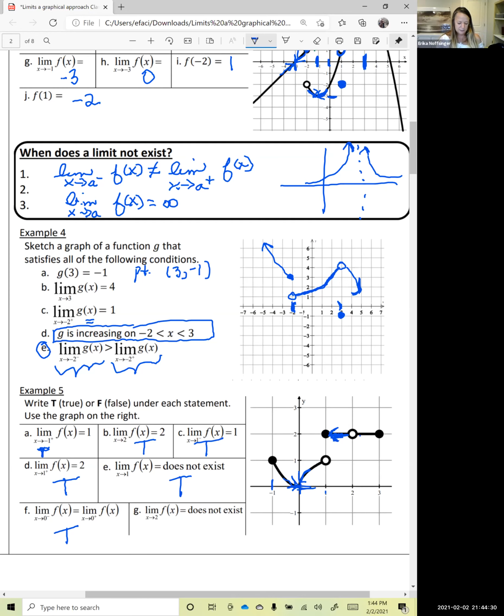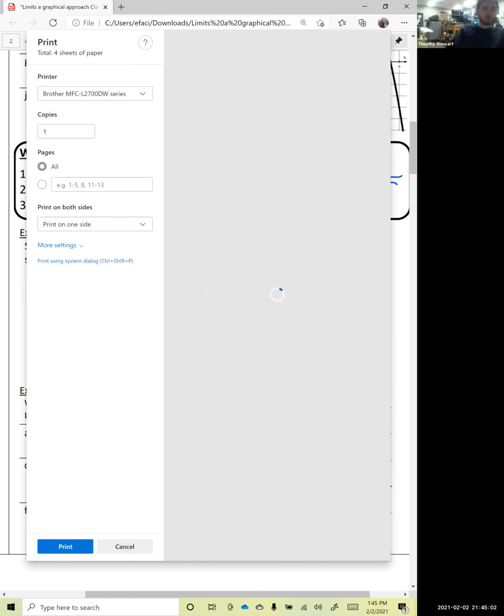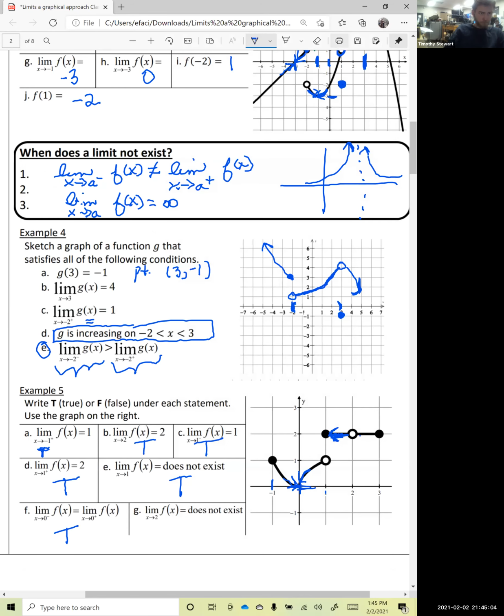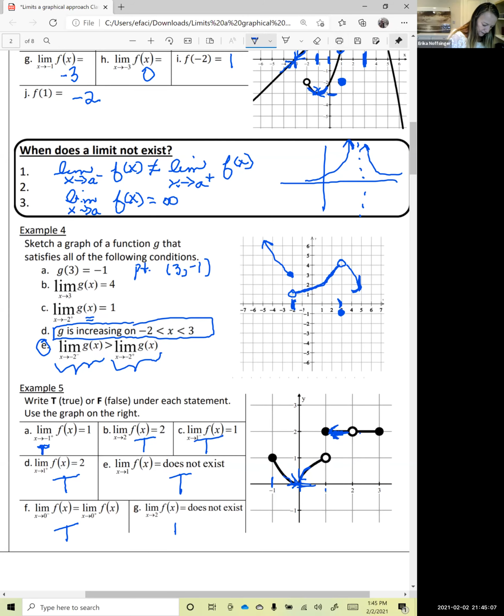And now look at the limit as x approaches 2 does not exist. So the limit as x is approaching 2 does not exist. Would that be false? Right, that's false, because it's approaching a y value. What is the y value that it's approaching? Even though it's not existing there, the y value is 2. Yeah. So this is false.